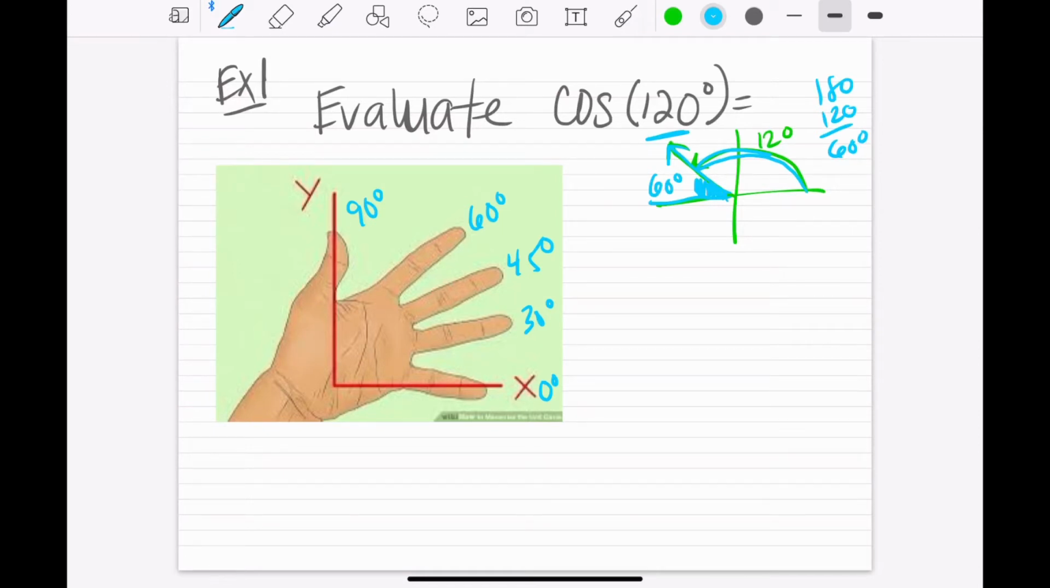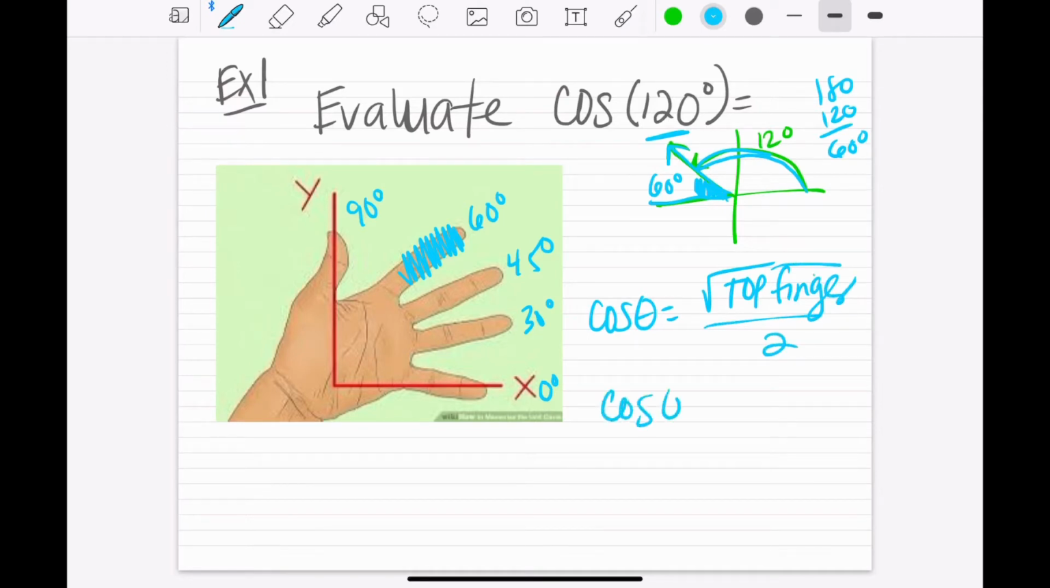So 60 degrees will be your index finger. I need you guys to pull back your index finger, and let's go back to our formulas. To do cosine of theta, you have to do square root of top finger over 2. Remember, you are using your left hand, and right now your index finger is pulled back. Now let's do the ratio.